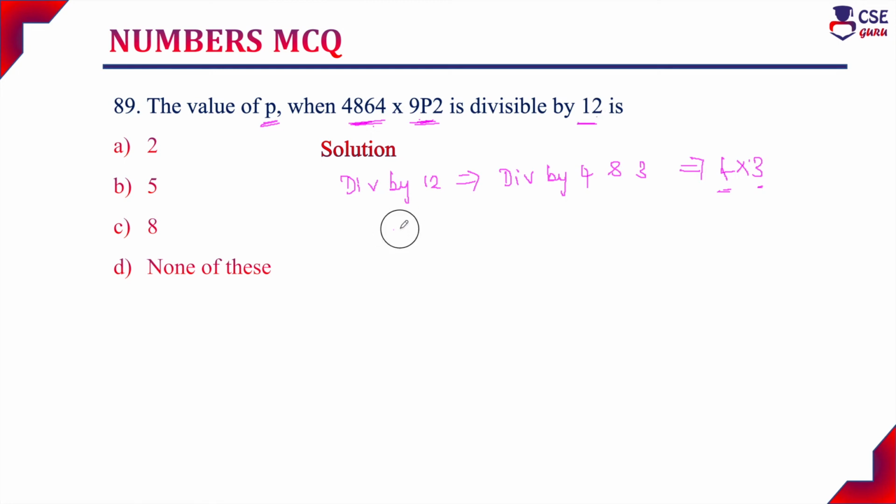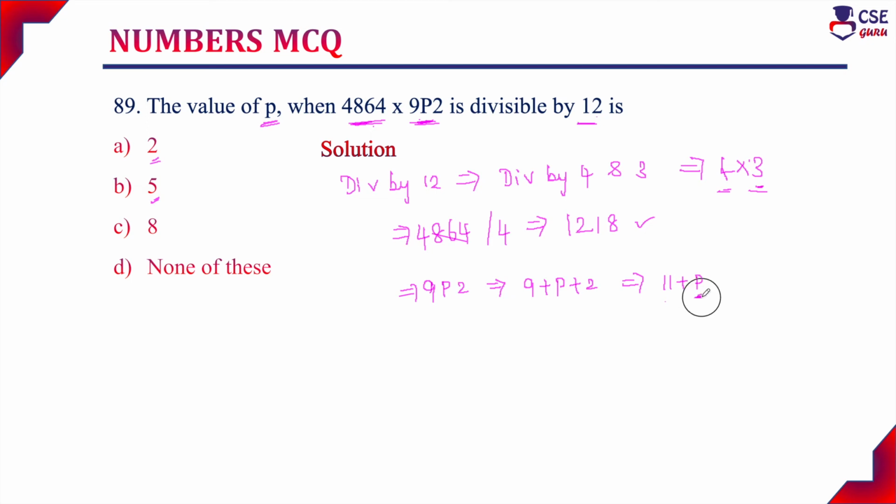So the first number we will check, that is 4864, whether it is divisible by 4. Yes, it is divisible by 4. So obviously the second number should be divisible by 3. So 9P2, if it is divisible by 3, means the sum of its digits should be divisible by 3. So the sum of its digits is 9 plus P plus 2. That is 11 plus P should be divisible by 3. So now for this P value, we will apply option A, B and C.